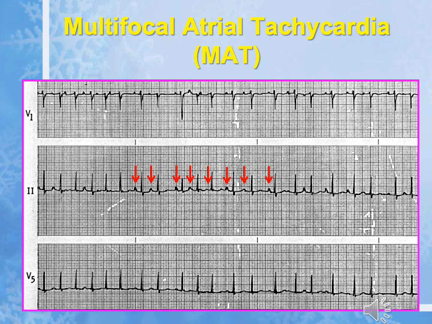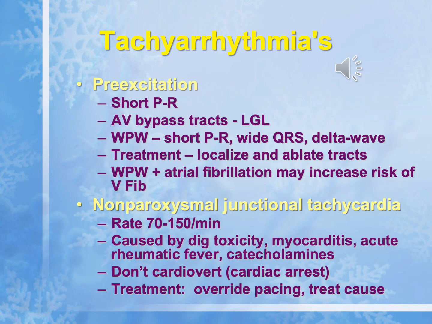This is an electrocardiogram showing multifocal atrial tachycardia. The red arrows indicate the P waves, which have a combined irregular rate of greater than 100 and show multiple morphologies. Pre-excitation syndromes are electrical abnormalities in the heart that predispose to supraventricular tachyarrhythmias and possibly ventricular tachyarrhythmias.